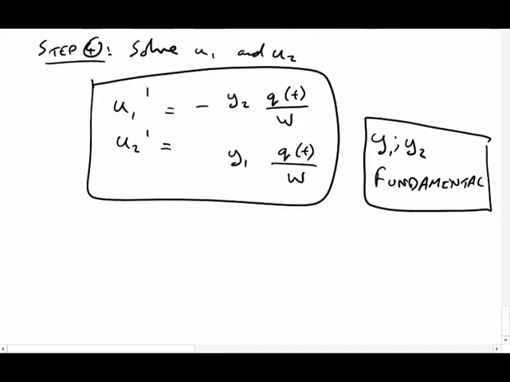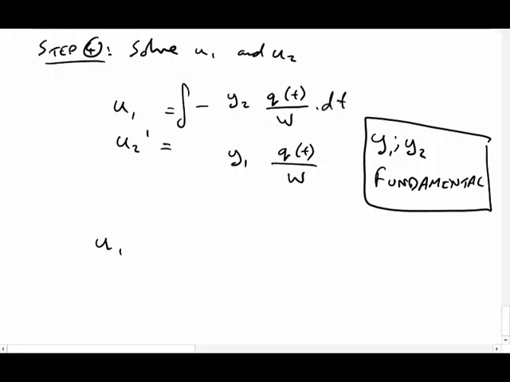You'll end up with this, and so u1 is going to be the integral of this with respect to t, and u2 is going to be the integral of this with respect to t.